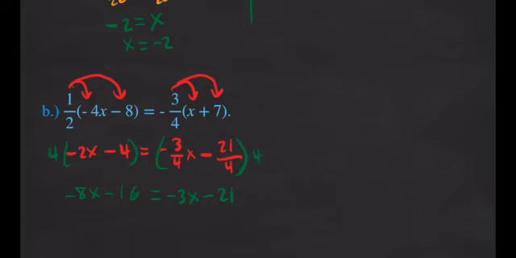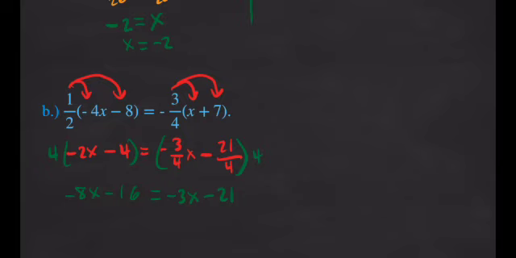We have simplified. That looks a whole lot better than what we started with. We no longer have those parentheses. We no longer have the fractions. That is extremely nice. So now let's move on to step 2. Step 2 was move the variables. Get them on the same side.